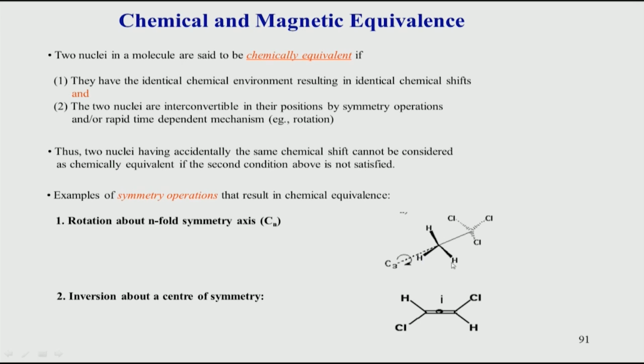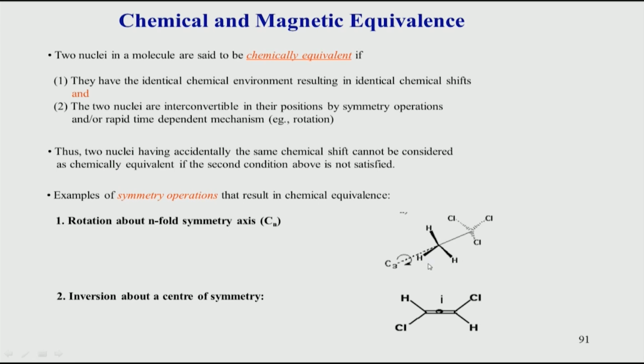Not only that, they are in the same chemical environment because they are all equidistant. So, when they rotate, they have roughly the same average positions with respect to these three chlorine atoms. Because of that, these three hydrogen atoms are now chemically equivalent, meaning they have the same chemical shift, same chemical environment, and they are interconvertible with respect to each other.